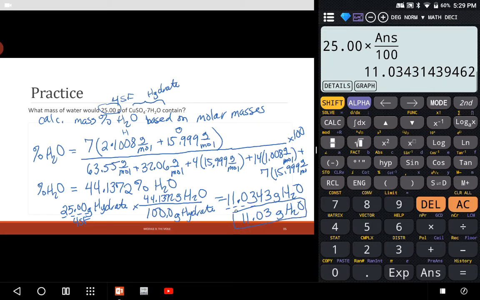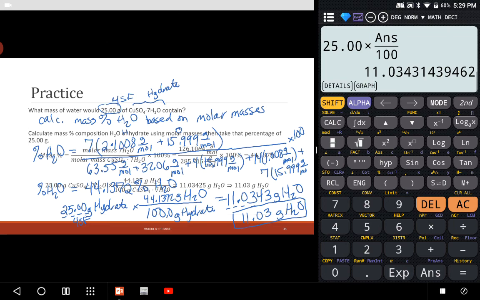So just to double check that this makes sense, 44% is a little bit less than half. And so half of 25 is 12.5. And so I should have a little bit less than 12.5, and I do. So that kind of tells me that I did grab the right number in my calculator when I hit the previous answer button. And 11 is less than 25, so we're good.